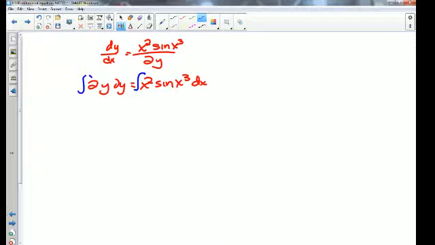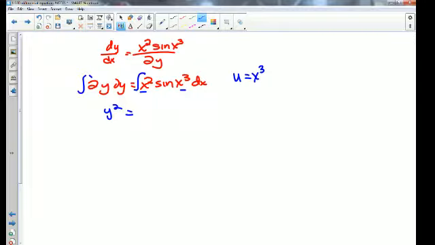What's the integral of 2y? Y squared. Okay. Now, x squared sine x cubed dx. Any thoughts on how to integrate that? I'm gonna give you a clue. It's reverse chain rule. What's the reverse chain rule called? Substitution. Use substitution.